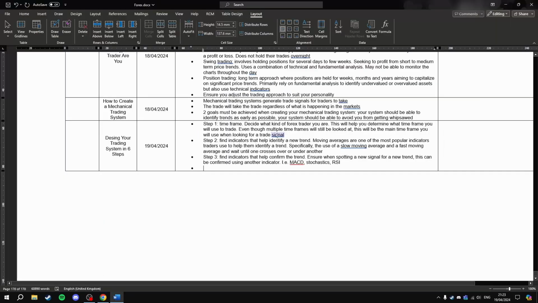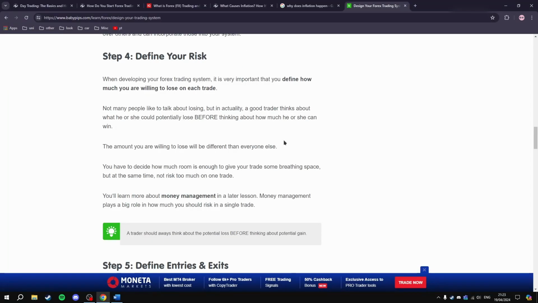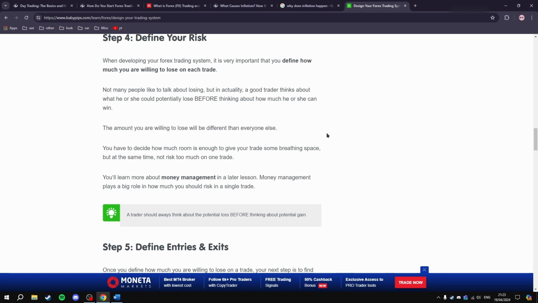Step 4. Define your risk. When developing your Forex trading system, it is very important that you define how much you are willing to lose on each trade.